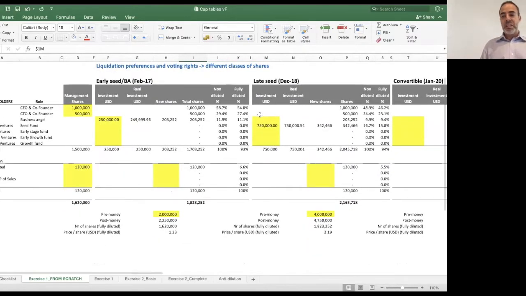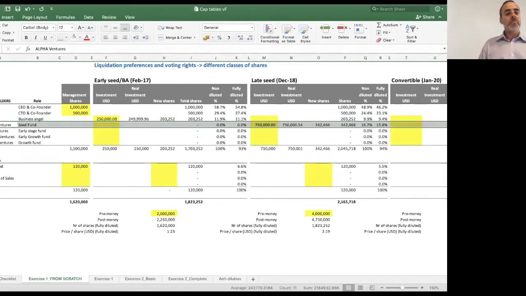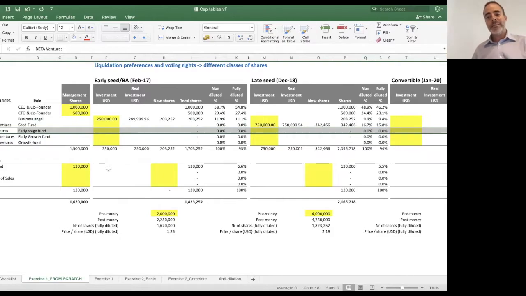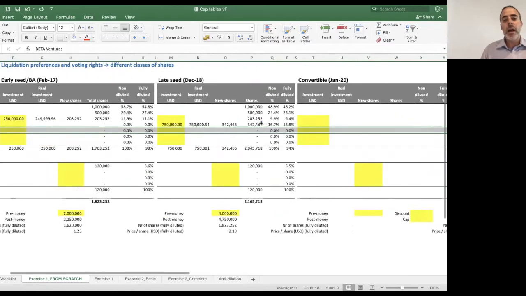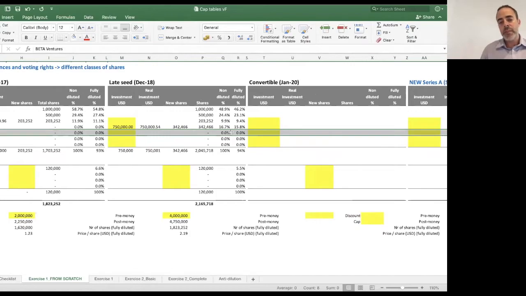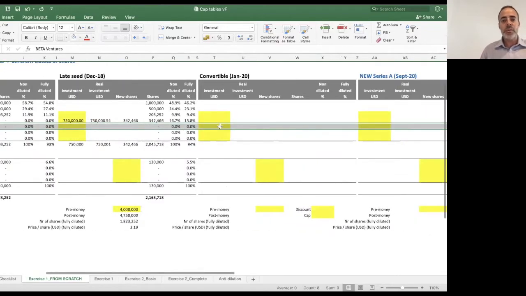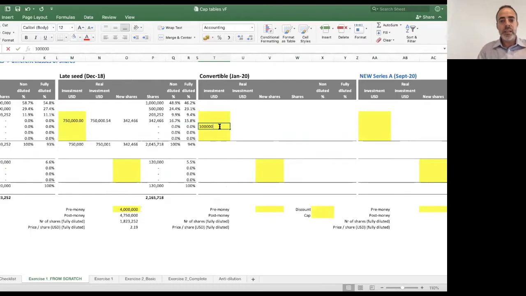For the sake of simplicity, I'm going to assume that Beta Ventures is putting in the entire million. The reality is that in every round, not one sole investor will take the entire round. It will be distributed among different investors. The calculations are relatively simple, and you can basically replicate these calculations for the other investors as well. Okay, but for the sake of speed, I'm going to assume that Beta is putting in 1 million.